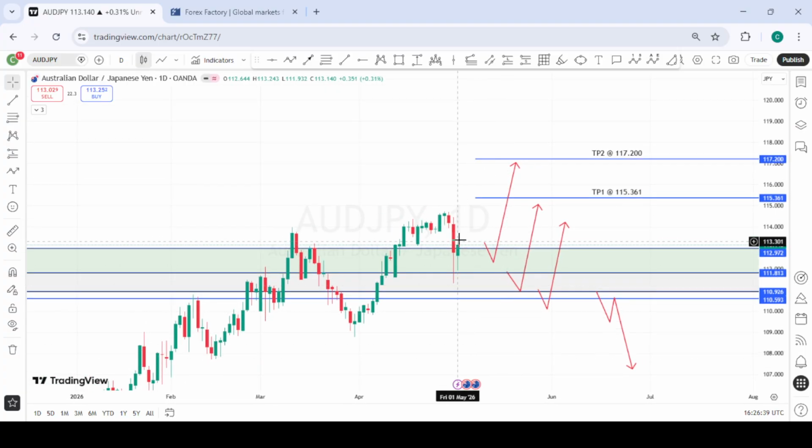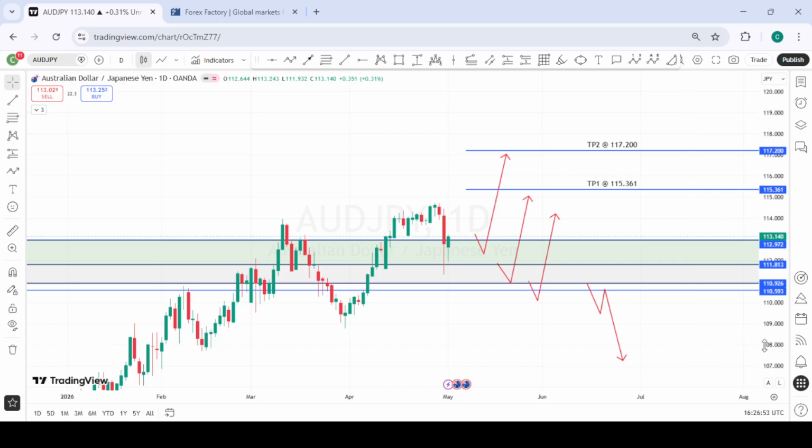We have here AUDJPY, a similar setup. We're looking forward to a possible pullback into any of these areas of interest to take our buys from. We now have this retest, and we are going to look forward to possible buying opportunities to the various targets we have above for AUDJPY. So we are very bullish on AUDJPY as well.